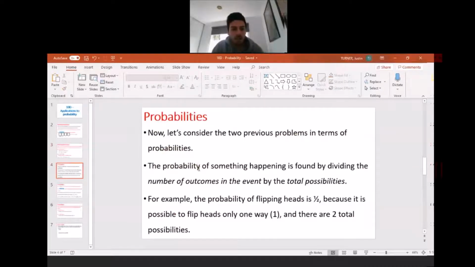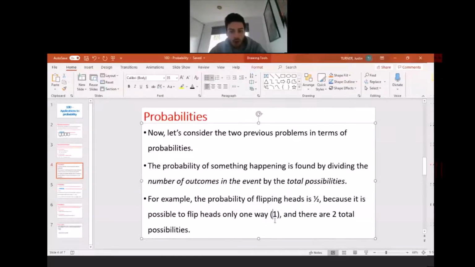Now, if we're looking at probabilities, we're going to look at the 2 previous problems in terms of probabilities. When you have a probability of something happening, the key thing you need to know is that it's found by dividing the number of outcomes in the event by the total possibilities. So a simple example of this is the probability of, say, flipping heads with a 2-sided coin is 1/2. The reason for that is, as we know, the number of outcomes where it can actually be heads, there's only one way that can happen, but there's 2 total possibilities.